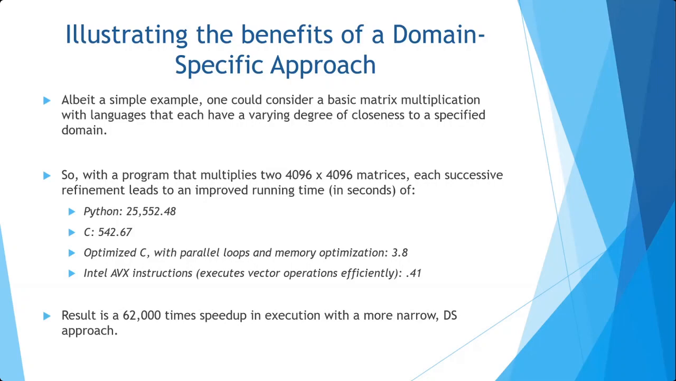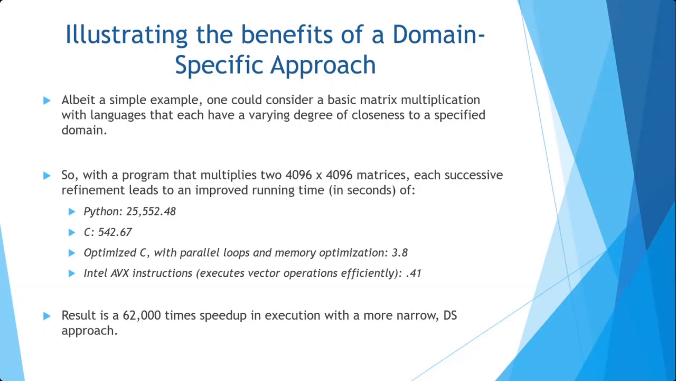So if we were to do this multiplication in Python, it would result in a completion time of about 25,000 seconds. In C, it's a much more dramatic improvement. So that would finish in about 542 seconds. You could consider an optimized version of C that utilizes parallel loops and memory optimization. Even more dramatic increase, you have like 3.8 seconds finishing time there.